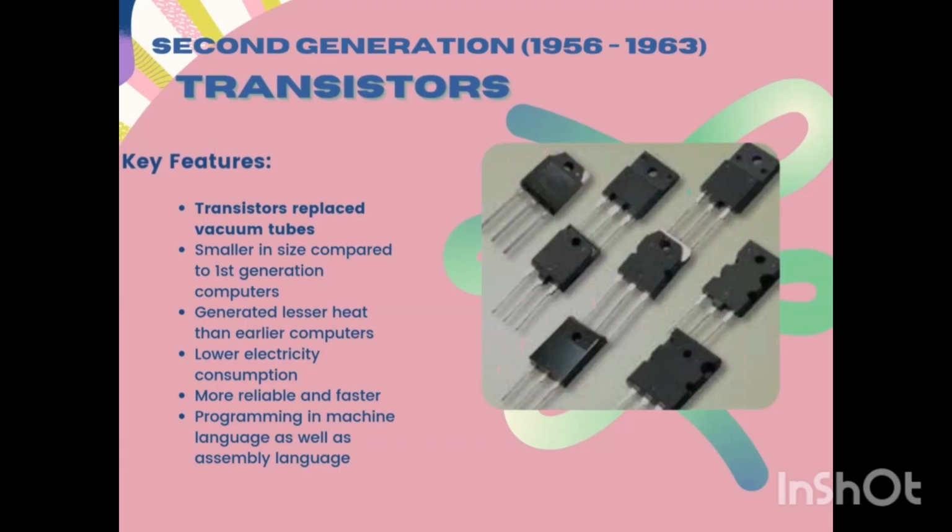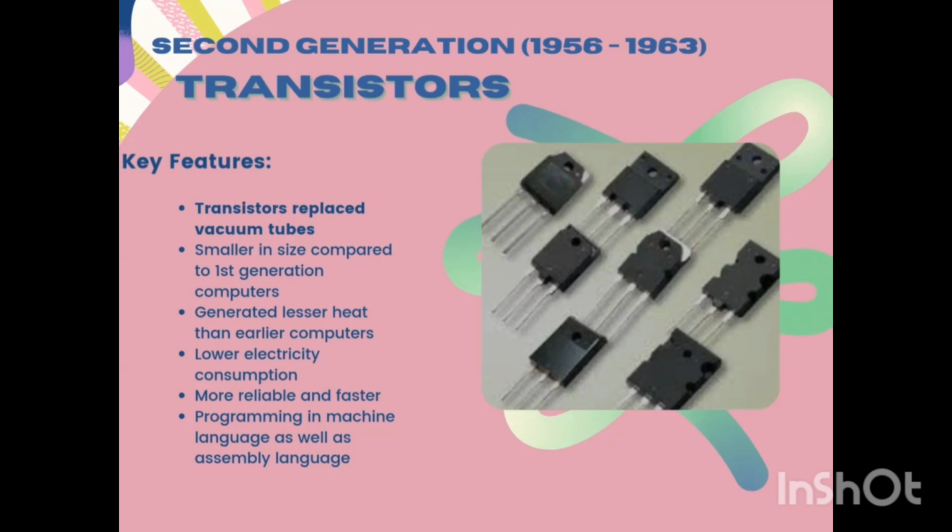Now, second generation computers. The second generation time period was 1956 to 1963, and at that time transistors were used. Now see, what are the key features of second generation computers? Number one, transistors replaced vacuum tubes. Means, in first generation vacuum tubes were used, now in second generation transistors were used.